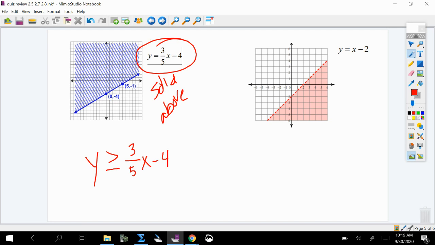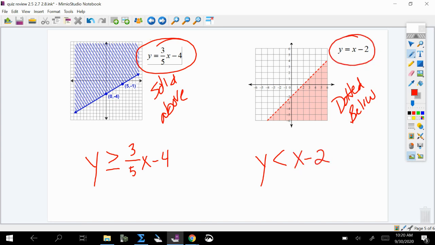For the next one, now we're going to notice that it's a dotted boundary line, and I'm shaded below. Dotted boundary line means it's going to not have the equal to. Below means it's going to be a less than. So my correct linear inequality would be y is less than, and then we're going to fill in, based on knowing the boundary line equation, x minus 2.